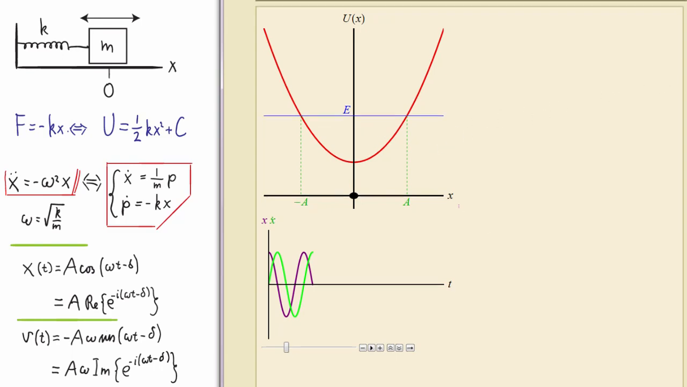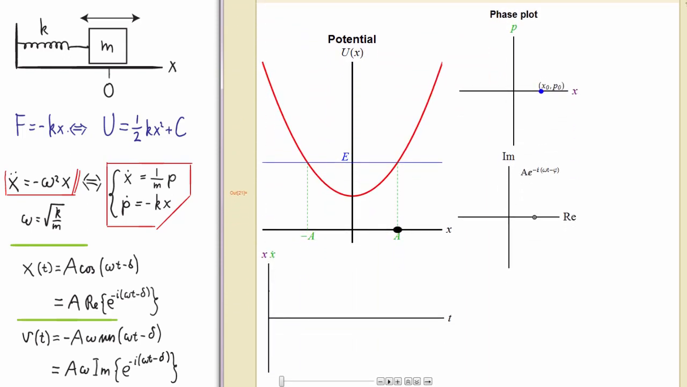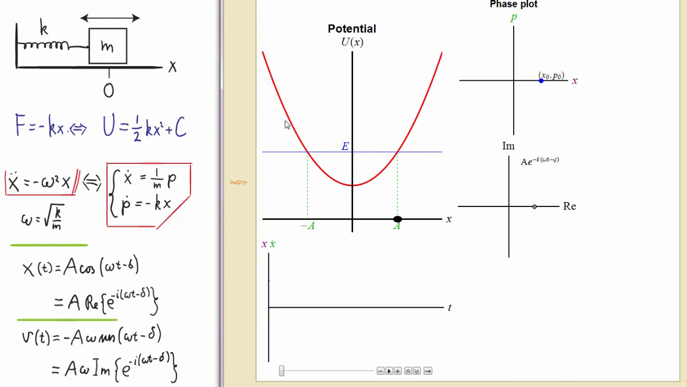What I really wanted to do is introduce a couple of other different ways of displaying the solution. So here again we have the potential. This is now the position and the velocity in purple, just like on the previous plot. We have a couple of other plots here. This here is the momentum versus the position. This is known as a phase plot, where we're plotting both p and x. Both of these two variables are plotted at the same time.